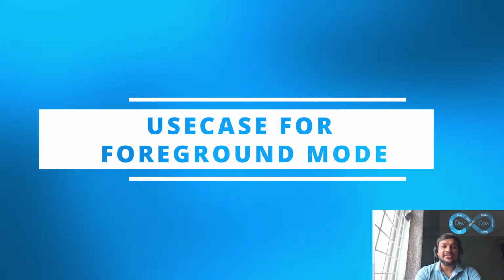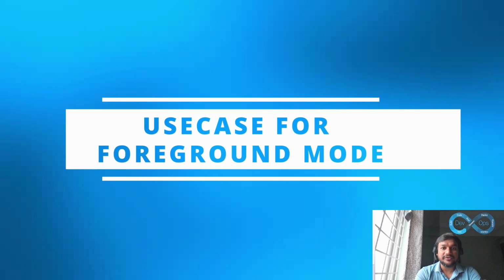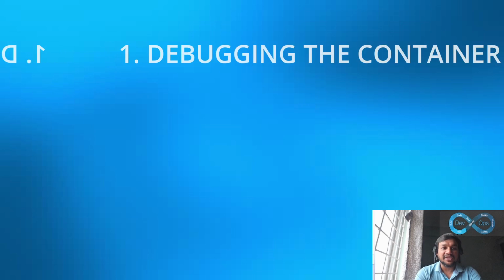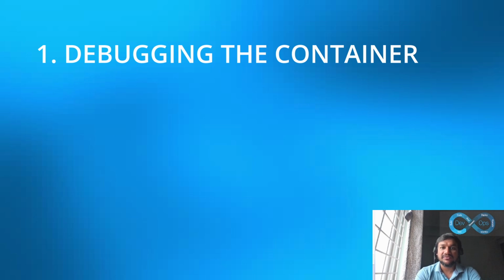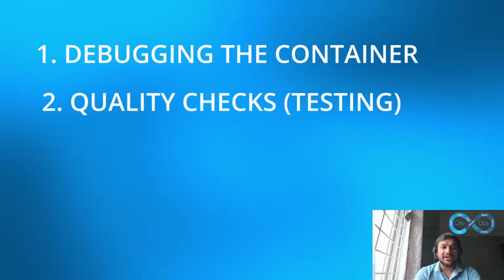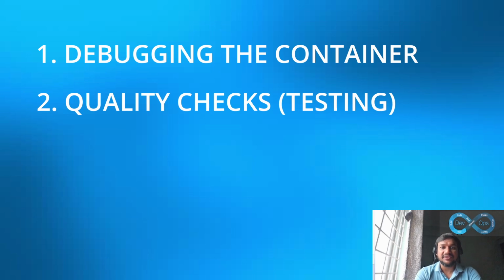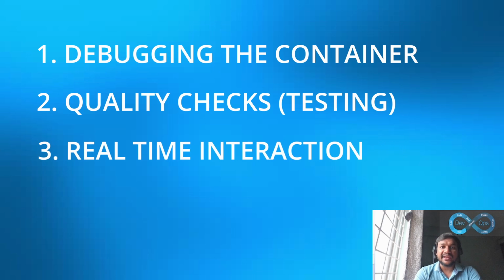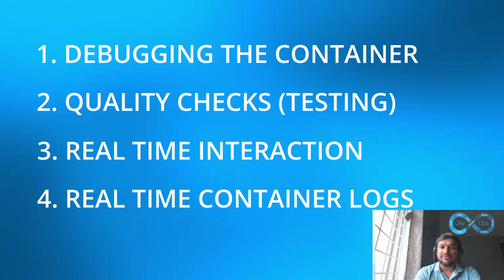So let's find out when the foreground mode will be useful for you. It is great for debugging. When you want to debug something, it will show the logs in your terminal itself. When you want to do quality checks or quick checks on what is happening with your container, or when you want to interact with your container and see the real-time logs, you can run it in foreground mode. These are the main use cases, but it is not ideal for running services in production.